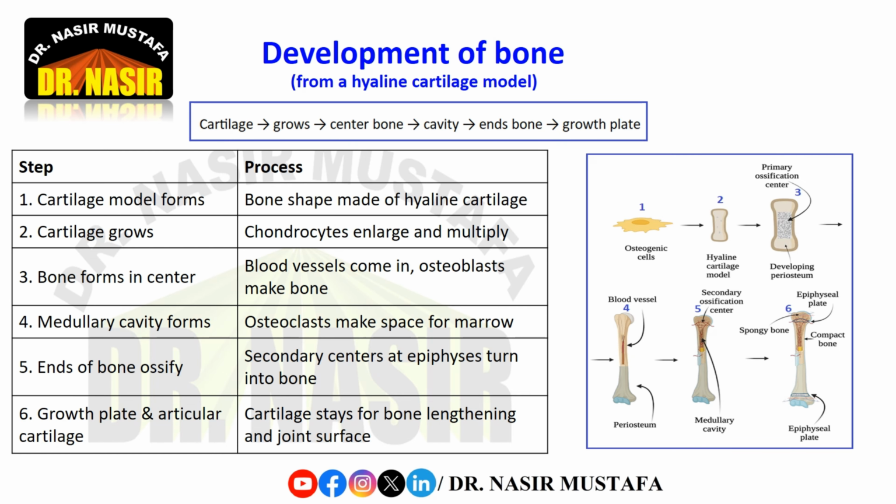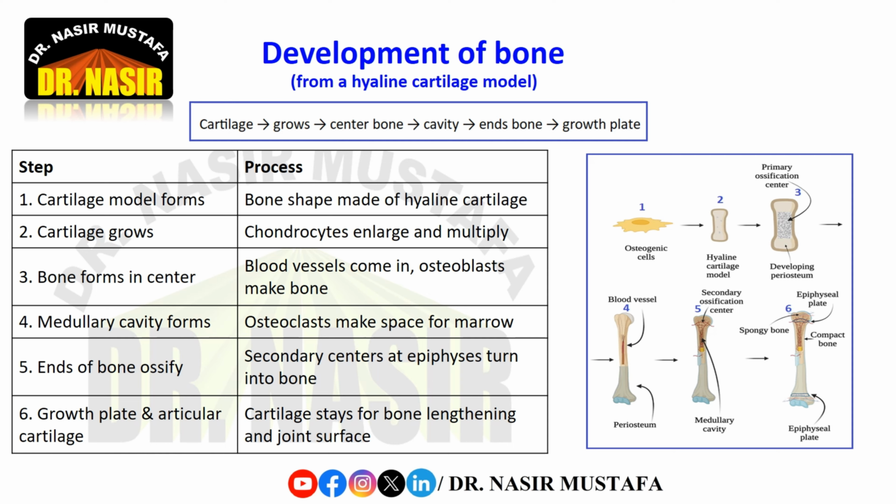Development of bone. Finally, let's discuss bone development through endochondral ossification. The process begins with the formation of a hyaline cartilage model that establishes the basic shape of the future bone. As development continues, the cartilage grows through enlargement and multiplication of chondrocytes. Blood vessels then invade the center of the cartilage model, bringing osteoblasts that begin depositing bone tissue to form the primary ossification center. Next, osteoclasts create the medullary cavity, which will later contain bone marrow.